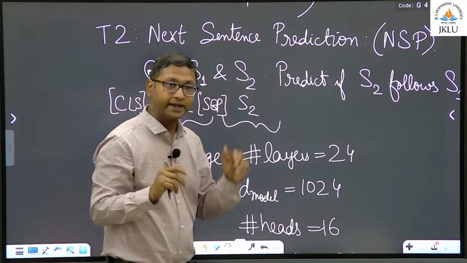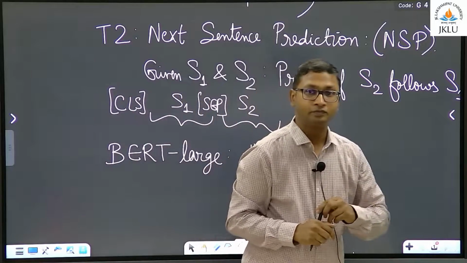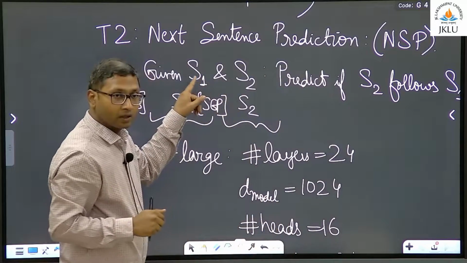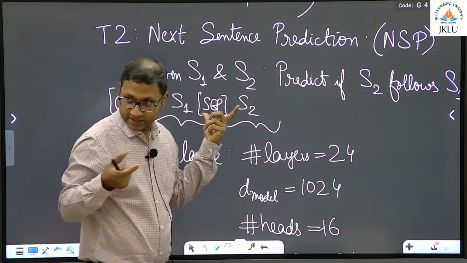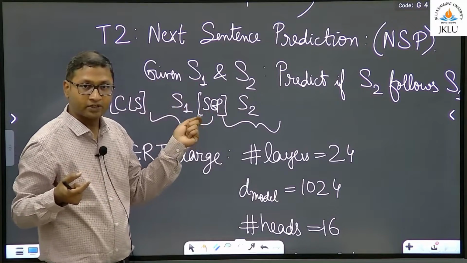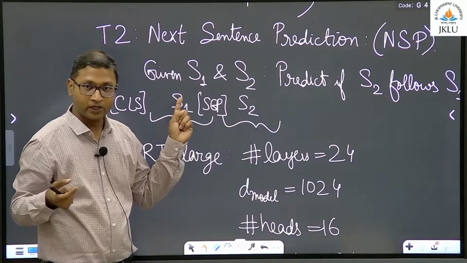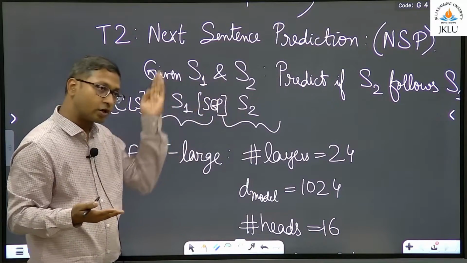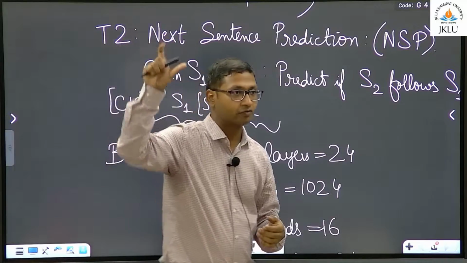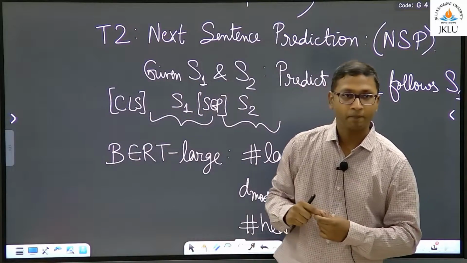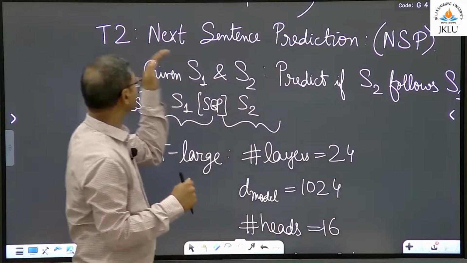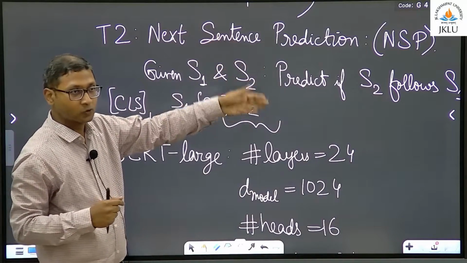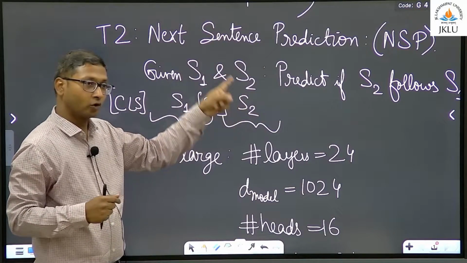So, how do they train it? They prepare this data set such that 50% of the time S2 follows S1 and 50% of the time S2 does not follow S1. It's a random piece of text from my corpus, and BERT is supposed to predict whether S2 follows S1.